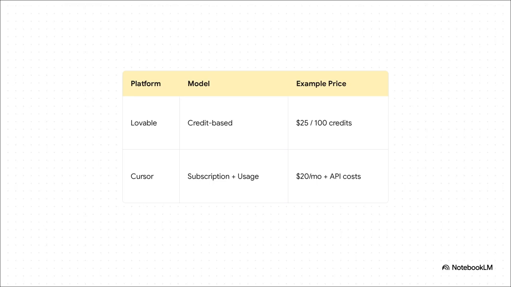And really quick, let's touch on pricing, because it's also pretty different. Lovable has a simple credit system. You buy a pack of credits and use them up. Cursor is more of a subscription model, but heavy use of the AI models can lead to extra API costs. It's a little more complex, which kind of fits its whole vibe of being more powerful and usage-based.